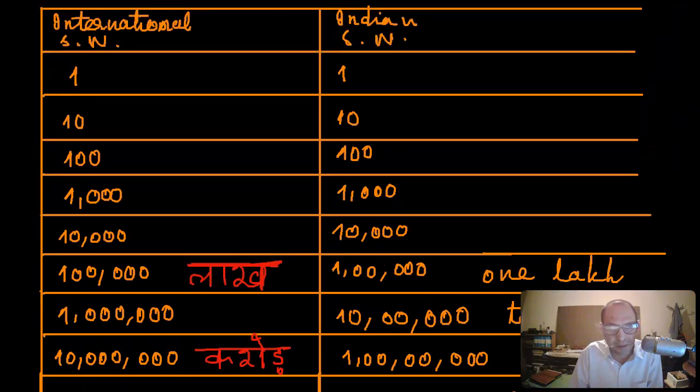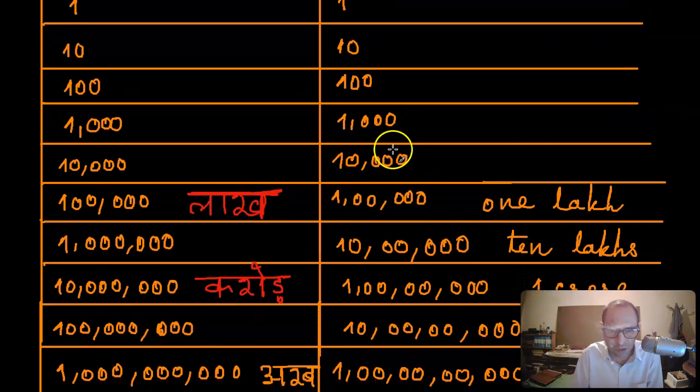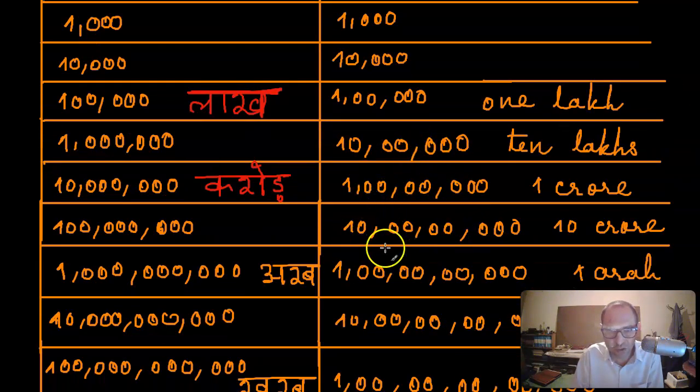In the Indian system, the comma acts in a different way. In the international system, the comma separates every three digits, right? But in the Indian system, the first comma separates three digits. The second comma separates another two digits, not three digits, but two digits. Then the next comma again separates another two digits, and so on, meaning that only the first comma separates three digits, and the rest of the commas separate every two digits all the way up to the end of the number, right?